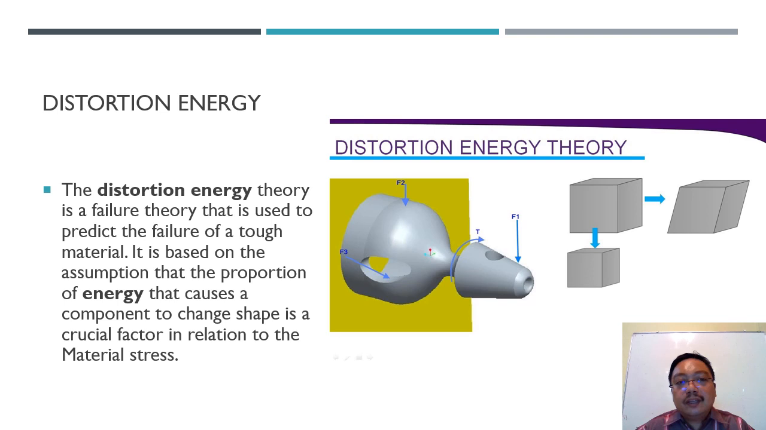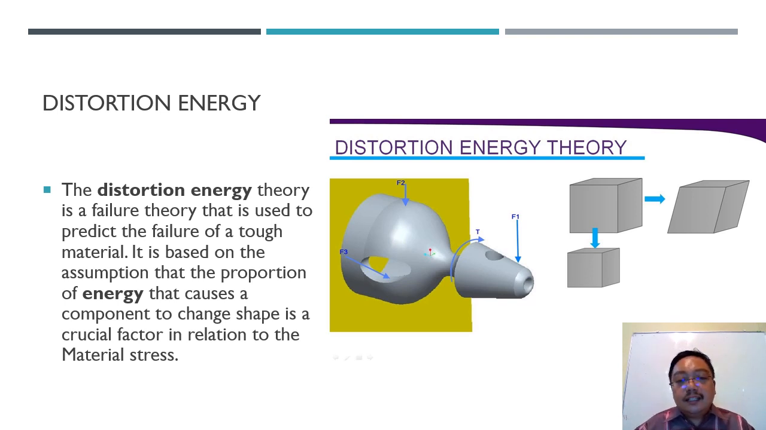So now we are talking about distortion theory. What is distortion theory? Distortion theory is a failure theory used to predict the failure of a tough material. It assumes that the proportion of energy that causes a component to change shape is a crucial factor in relation to the material strength.